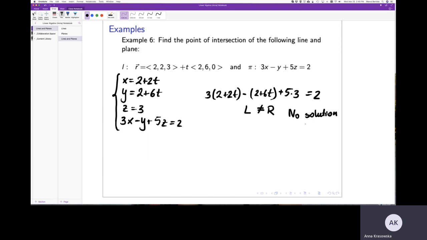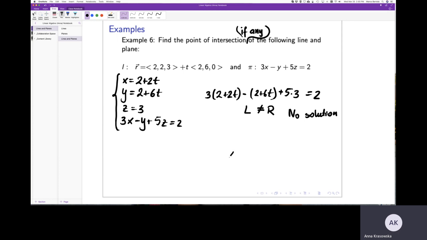The line and plane do not intersect. So I probably should have said: find the point of intersection, if any, of the following line and plane. So there is no t that will produce x, y, z that will satisfy the equation of the plane.